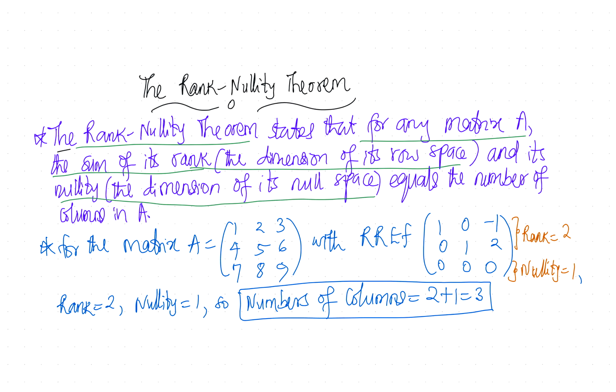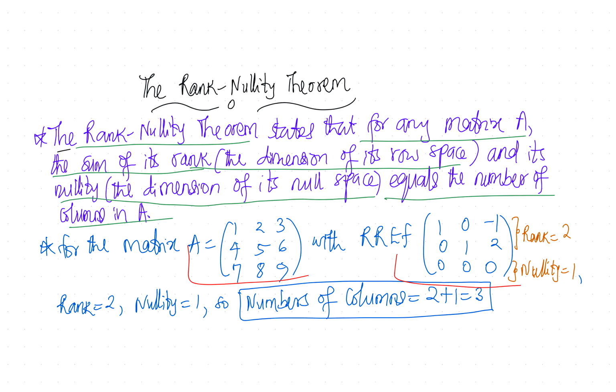And so the rank-nullity theorem states that for any matrix A, the sum of its rank and its nullity equals the number of columns in A. So for this matrix A, which is 1, 2, 3, 4, 5, 6, 7, 8, 9, with the reduced row echelon form of 1, 0, minus 1, 0, 1, 2, 0, 0, 0. You remember the process we went through to get this.